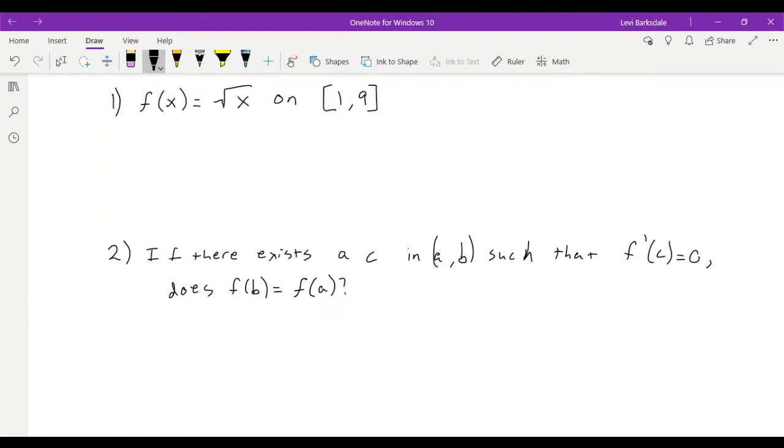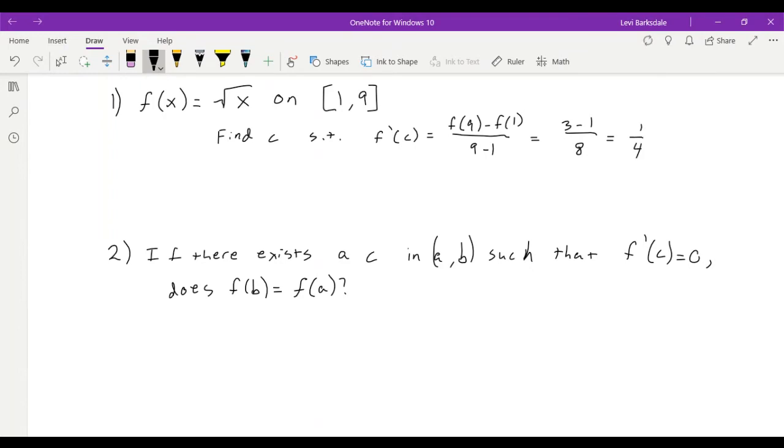Let's see, I guess we'll go ahead and go over this first problem. So our goal is to find a point such that f prime of c is equal to f of 9 minus f of 1 over 9 minus 1. The square root of 9 is 3, and the square root of 1 is 1, and 9 minus 1 is 8, so that is 2 over 8, which is 1 over 4.